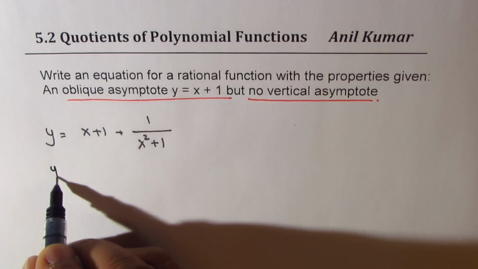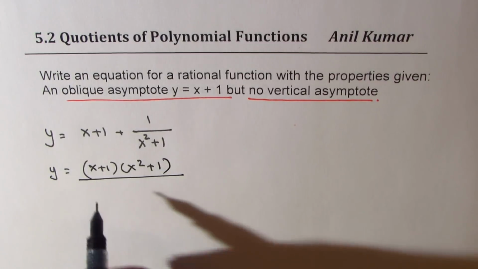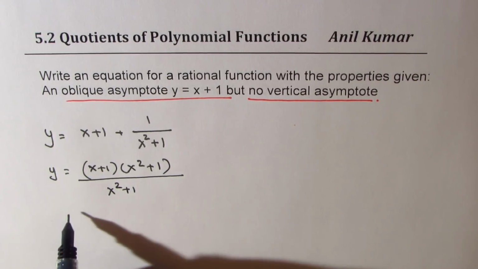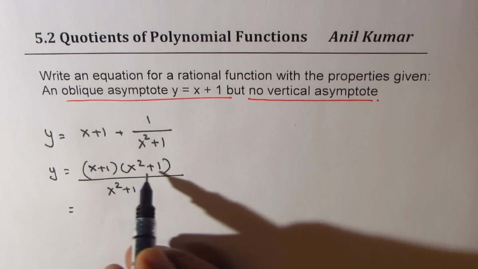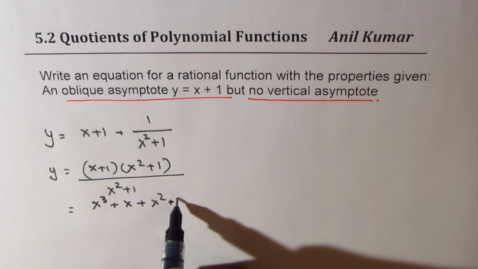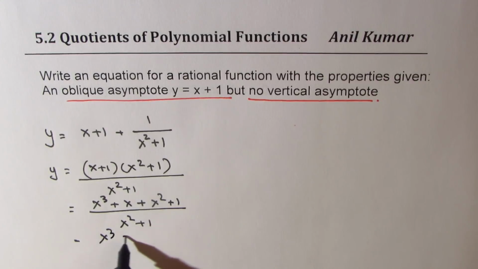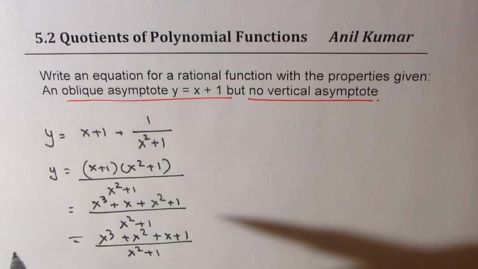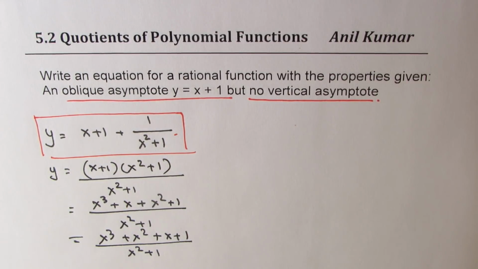Some of you can actually write this as x plus 1 times x squared plus 1 divided by x squared plus 1, if the question is to write in standard form the numerator and denominator, right? So you could do this. So that is x cubed plus x squared plus 1 over x squared plus 1, which could be written as x cubed plus x squared plus x plus 1 over x squared plus 1, correct? So that will give you the condition. However, this answer is good enough. So we'll just give that as our answer. Does that make sense to you, right?